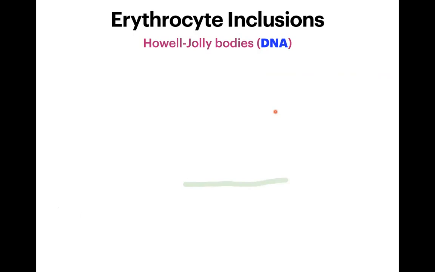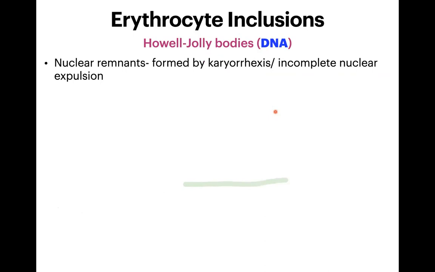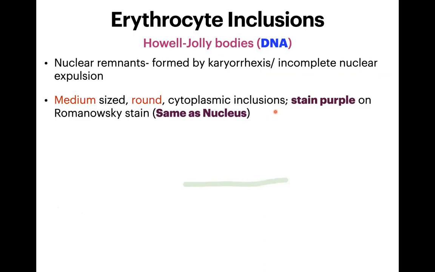They are formed by the DNA. So they are nuclear remnants and formed by either karyorrhexis or incomplete nuclear expulsion. They are medium-sized, round, cytoplasmic inclusions, and they stain purple. Because they are nuclear remnants, they will stain similar to the nucleus. So they will stain purple on our routine staining.